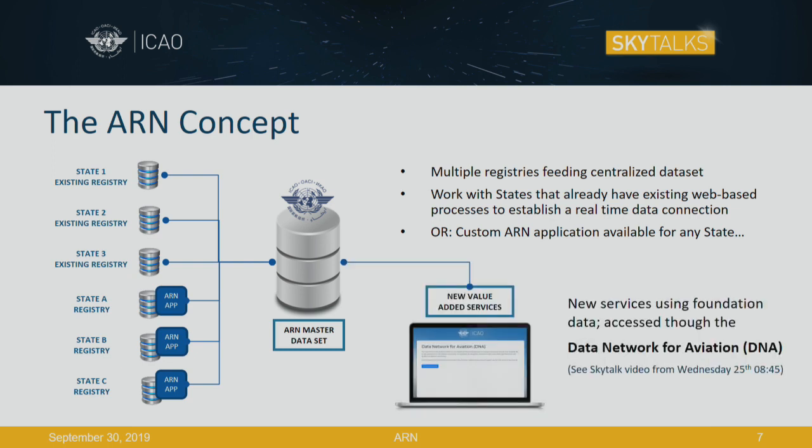Then, of course, the valuable services that I mentioned would be provided on top of that database or access to that wider data. We're looking to provide these through what we call the Data Network for Aviation, or the DNA. I'm not going to talk more about that now, but if you'd like to know more, please see the SkyTalk video from last week, Wednesday, at this same time slot.